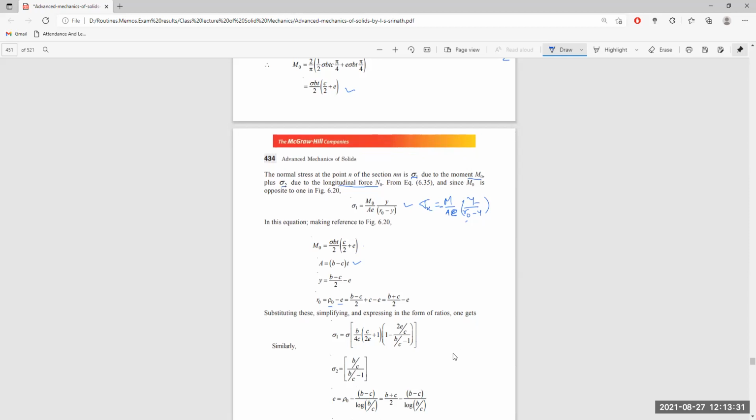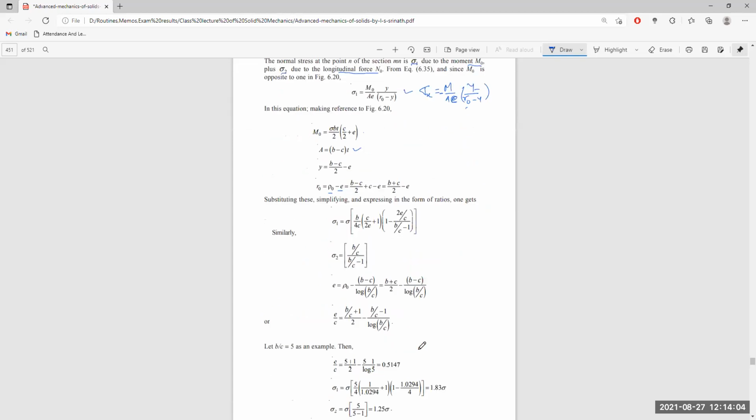So what will happen? If we take rho 0 minus e itself, e is equal to rho 0 minus R0. If we put the value of R0 here, then in these terms it will be b plus c by 2 minus b minus c divided by log b by c. So e by c is given by this particular formula itself.